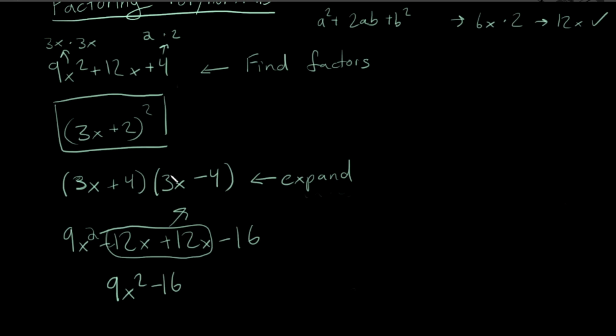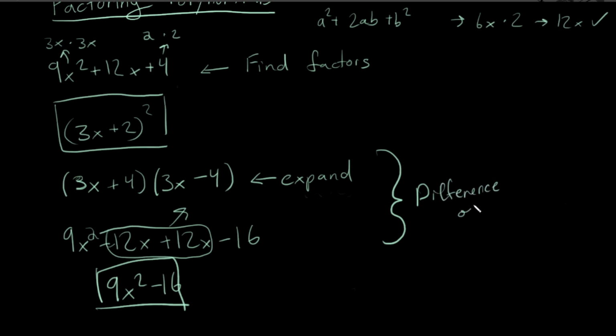Now, as you can see, when we expanded this, we used a plus and a minus, but we used the same terms. So we had 3x and a 4, we had 3x and a 4, but we only had one plus and one minus. So this is known as a difference of squares. Now, difference of squares is another way to speed up your factoring process so you don't spend half of your test taking time on trying to factor stuff.